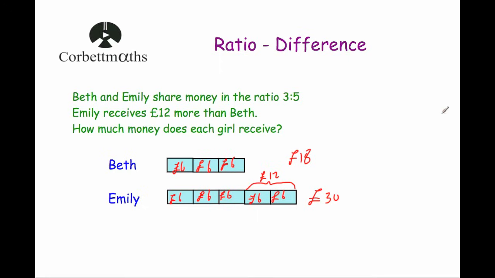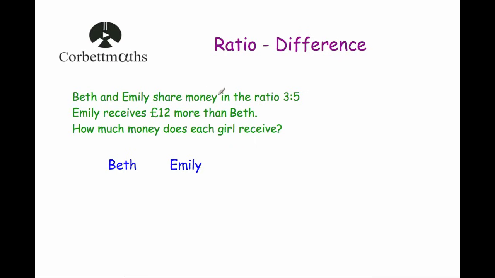Okay, and the last way is without a diagram and just reading the question and working it out. So Beth and Emily share money in the ratio of 3 to 5. So that means that Beth receives 3 parts and Emily receives 5 parts. And as we know, Emily receives £12 more than Beth. How much money does each girl receive? So this is the difference between them.